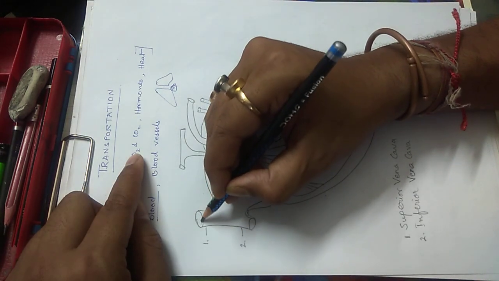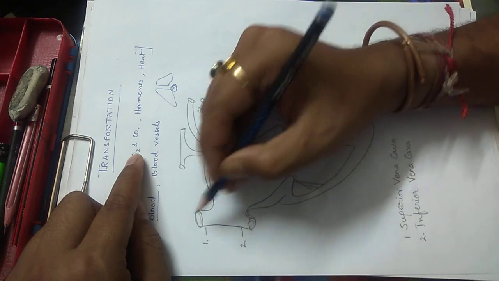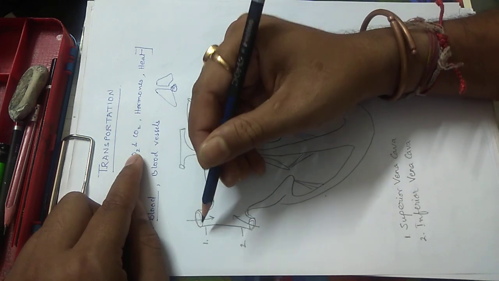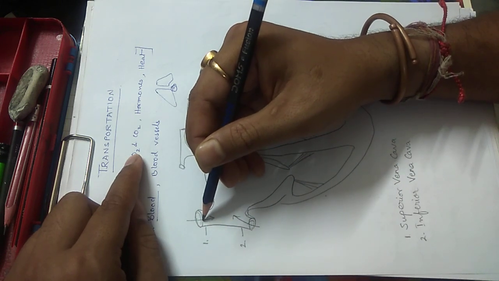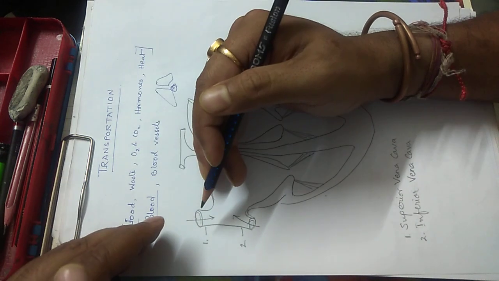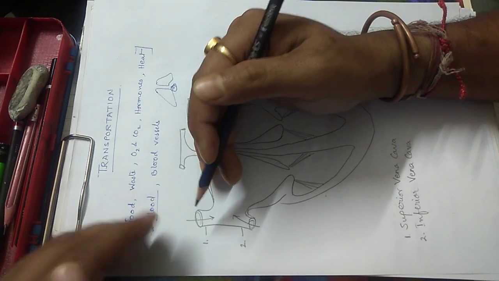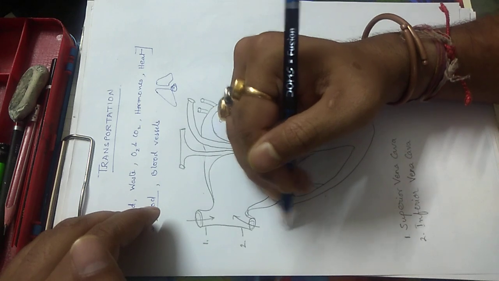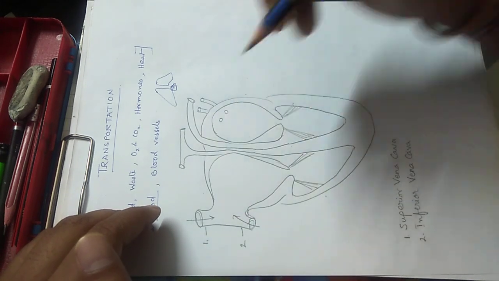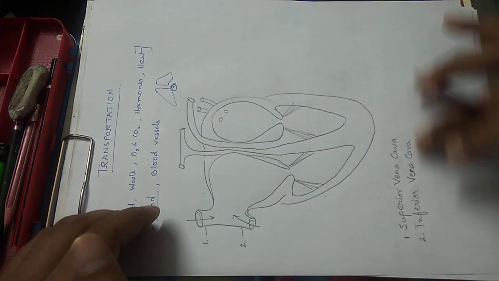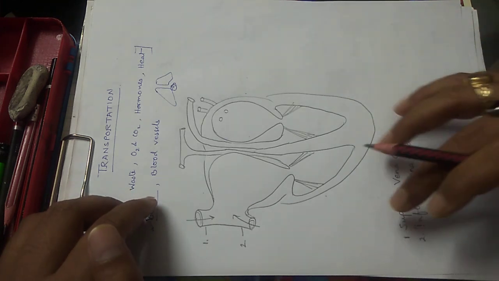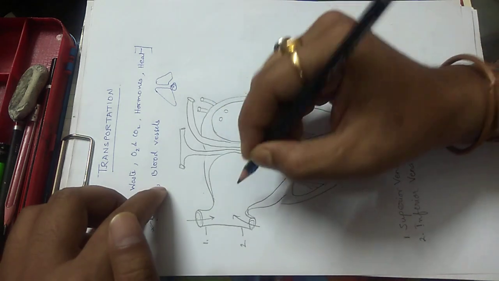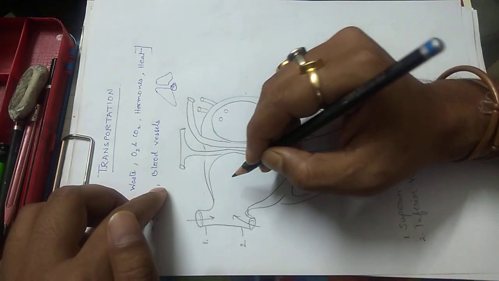These are the largest veins of the human body, and they bring deoxygenated blood. Superior vena cava brings deoxygenated blood from the upper portion of the body, that is from your arms and head portion. Inferior vena cava, inferior because it is coming from below, will bring deoxygenated blood from the lower portion of the body, from your intestine, stomach and all, from your legs. It comes and enters into this chamber.